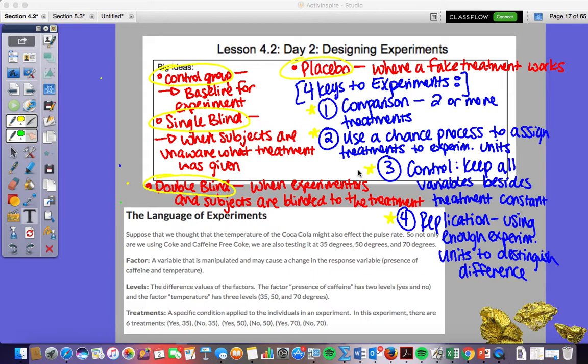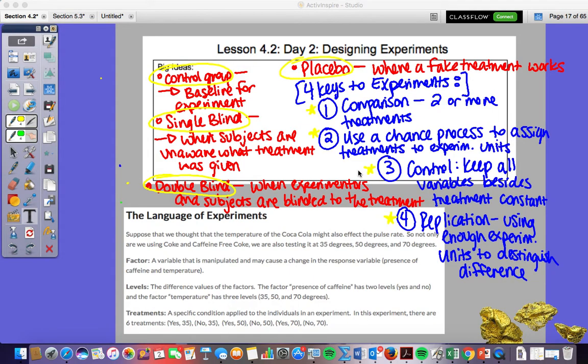All right, so let's do this. Let's go over the stuff in red, and if you could give me an example of each, just as a review here. So let's go over control group. What is a control group? You just raise your hand. Lindsay, you got something? Yeah, it's the group that doesn't receive treatment.